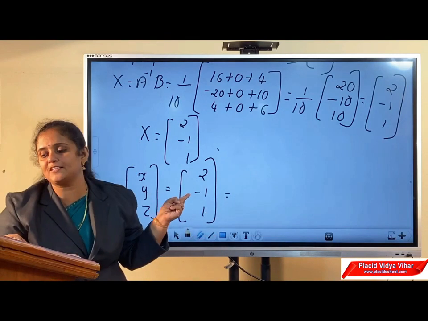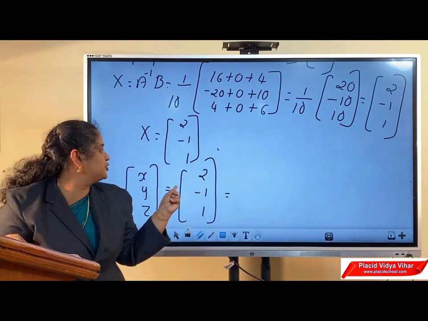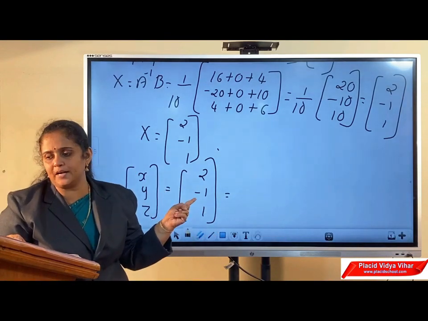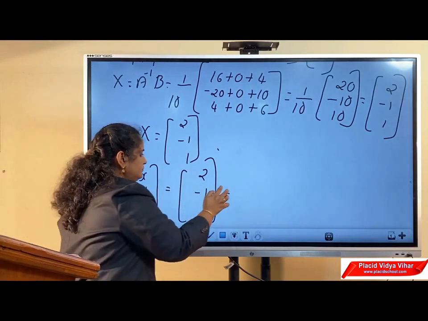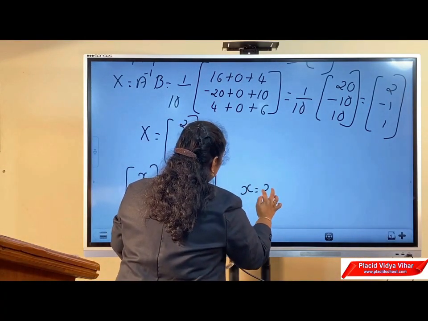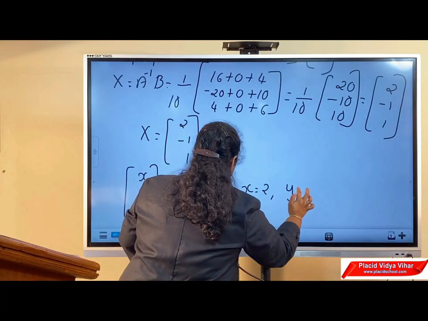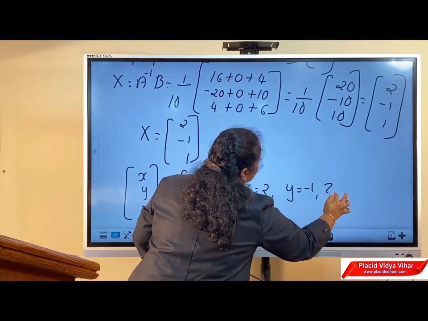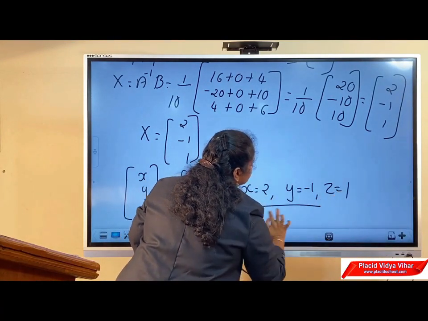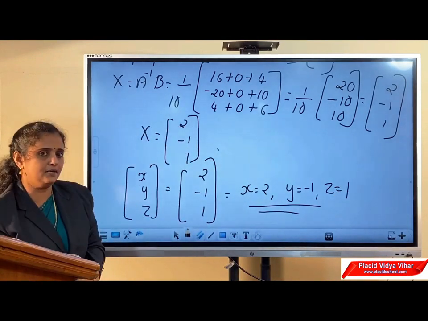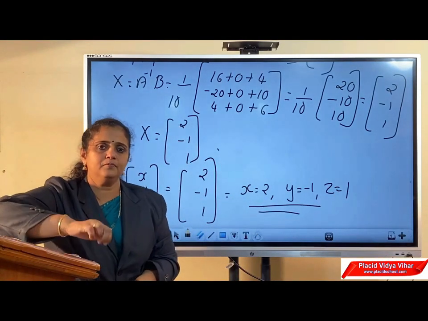Then we can find the value of X, Y, Z. X is equal to 2, Y is equal to minus 1 and Z is equal to 1. Then we got the answer, the value of X, Y, Z.